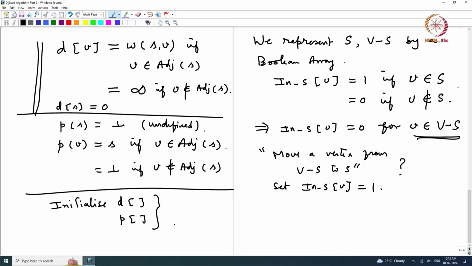Earlier it was 0 because it was in V minus S. Now it has been moved, meaning it is in S. How will the program know that a vertex is in S? This Boolean array value will be set to 1, that is all. This implements moving of a vertex from V minus S to S.